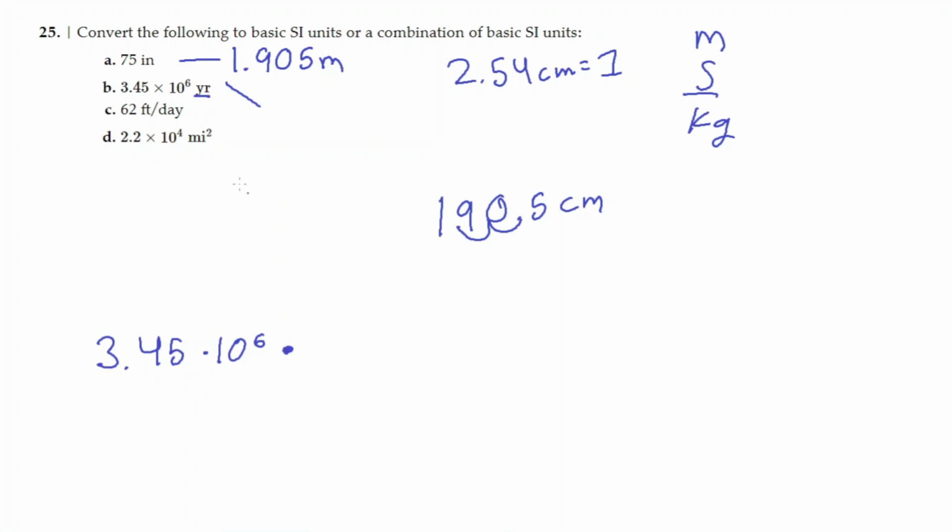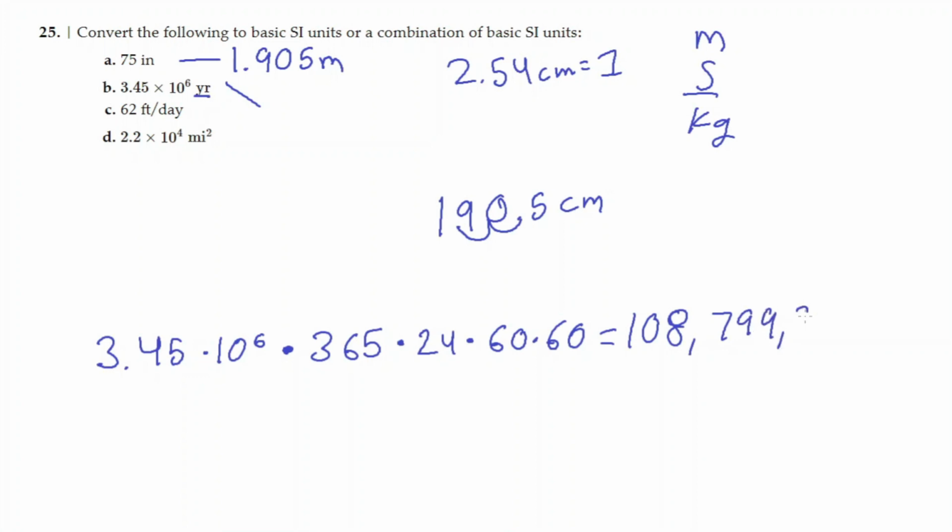So in order to change years, first we're going to do days. We have to multiply by 365. And then after days, we have hours, which is 24. And then after that, we have minutes, which is 60. And then after that, we have seconds, which is 60. And if you do all of this math, we would get 108,799,200 times 10 to the 6th power.